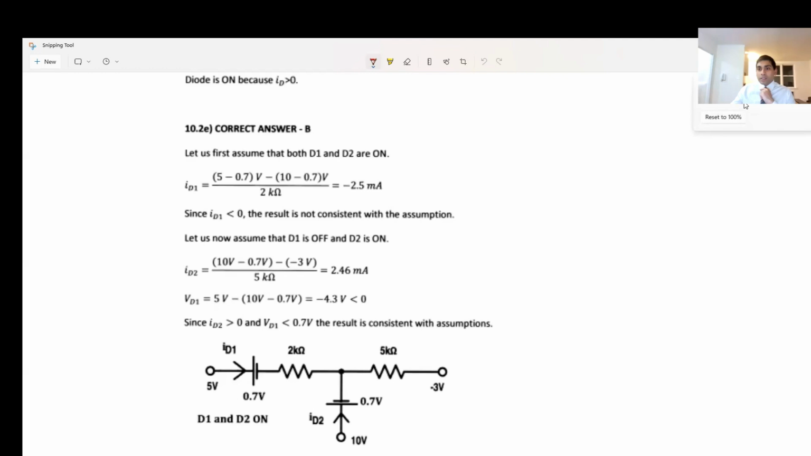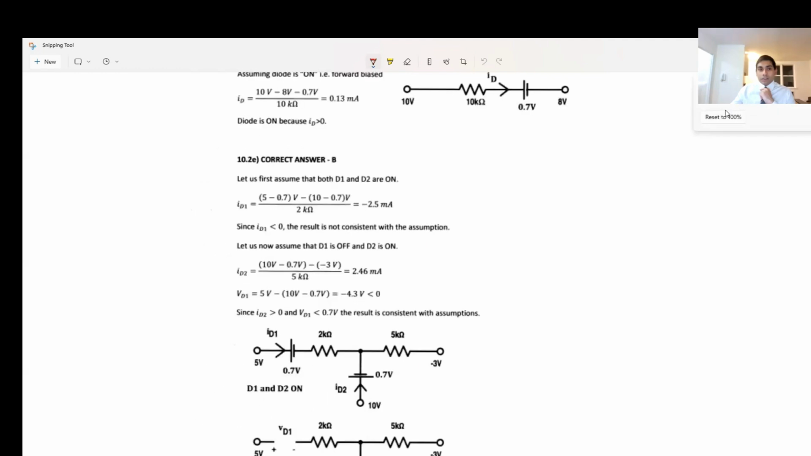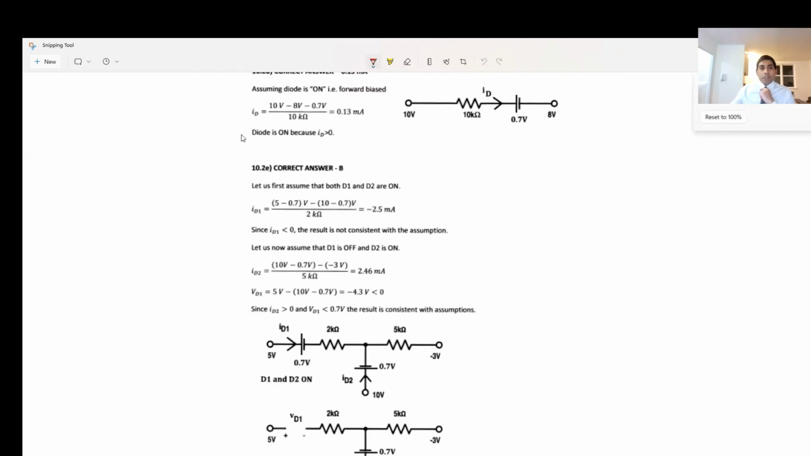Let's zoom out a little bit. So the question was, how much is the current in this case, right? So assuming, like in this case, we had a diode over here, right? So if it's a diode, obviously, as we discussed earlier, it's exactly 0.7 volt. Okay, so in this case, there are three potential drops. One is 10, one is 8, and one is 0.7.